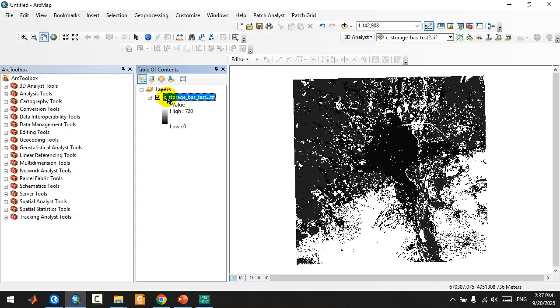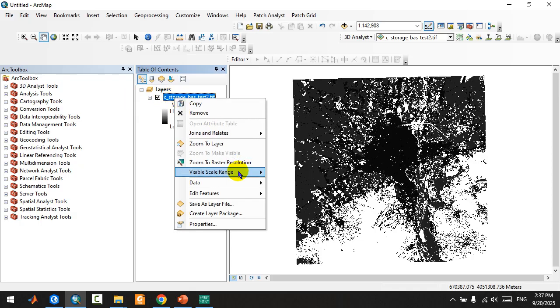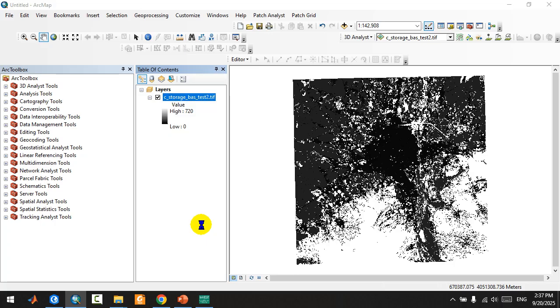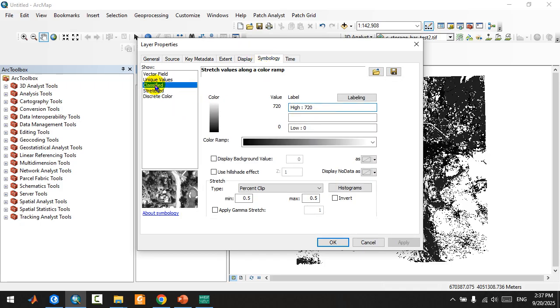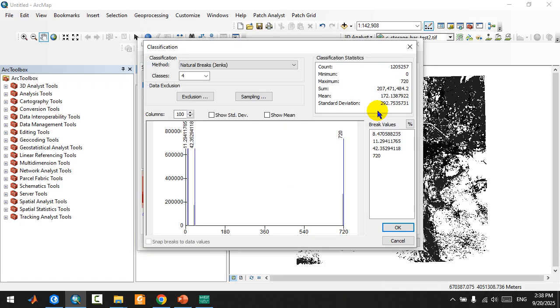Okay, right click, properties, the symbology, classified and classified. The sum of carbon storage in the study area for the 2001 year is 207 million metric tons of carbon storage in the study area.